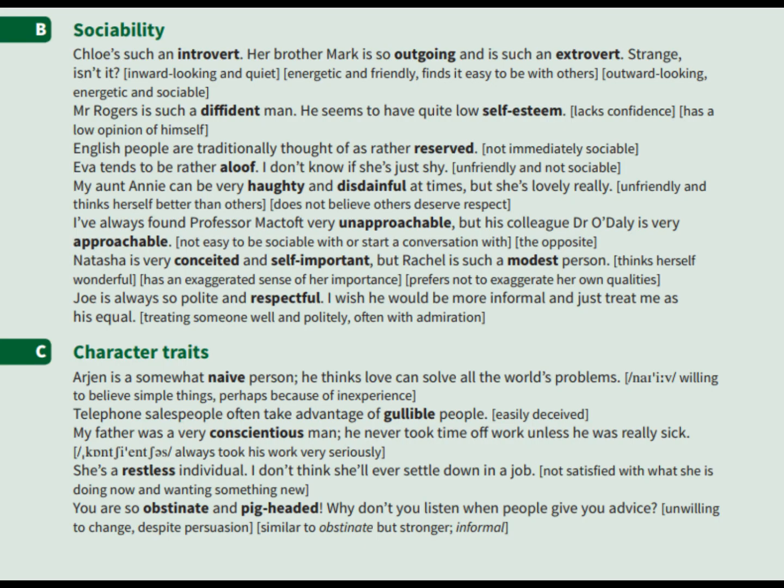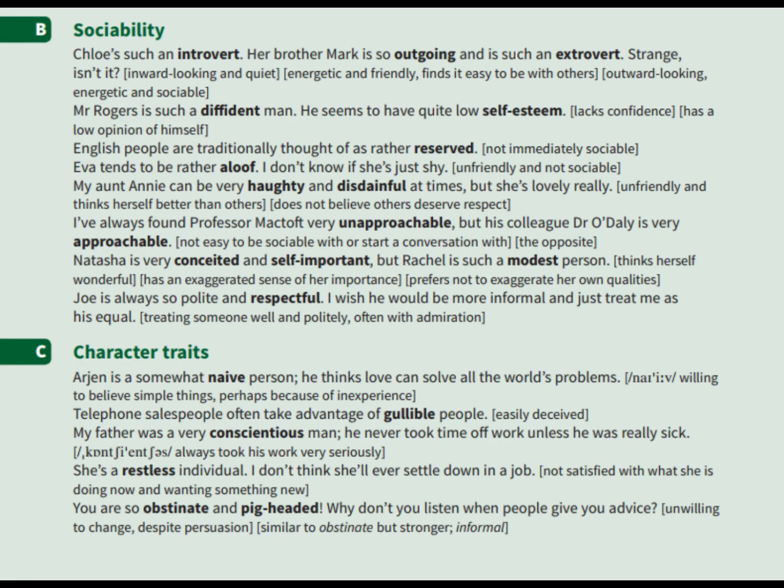A gullible person is easily deceived. For example, telephone salespeople often take advantage of gullible people. A conscientious person takes their duties and responsibilities very seriously. For example, my father was a very conscientious man. He never took time off work unless he was seriously ill.